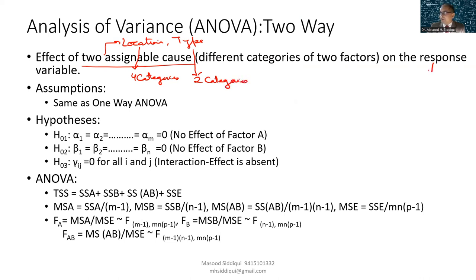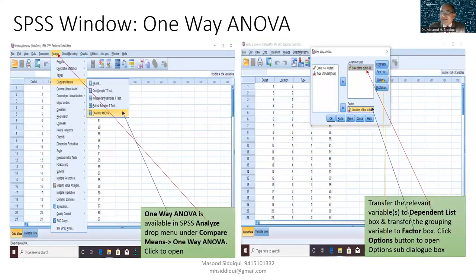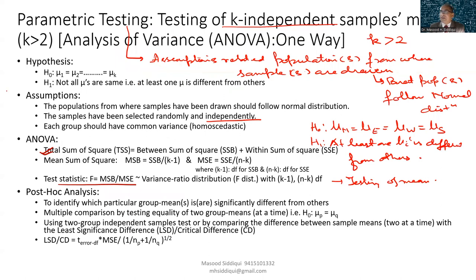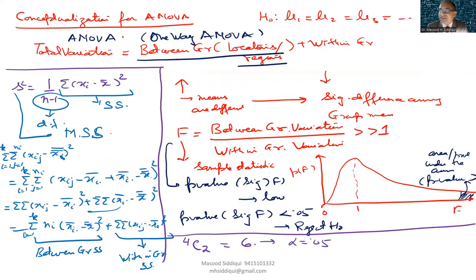On the response variable, that is the y, is the sales. Assumptions remain the same as that was ANOVA. Remember, what are the assumptions of ANOVA? Number one, the population from where samples are being drawn follows a normal distribution. The second is samples have been selected randomly and independently, and each group has common variance or homogeneity.